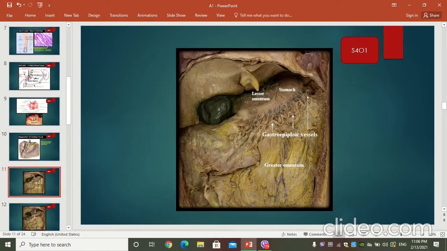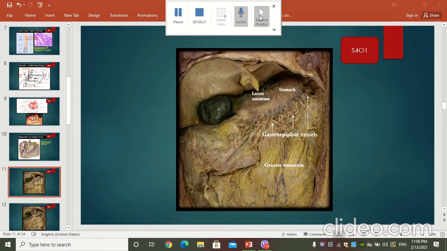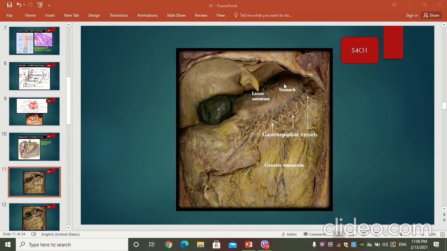Here, this picture shows the stomach in position. This is the stomach. This is the lesser curvature, and this is the greater curvature. Of course, the gastroepiploic vessels run on the greater curvature. This is the attachment of the lesser omentum to the lesser curvature, and this is the greater omentum to the greater curvature.